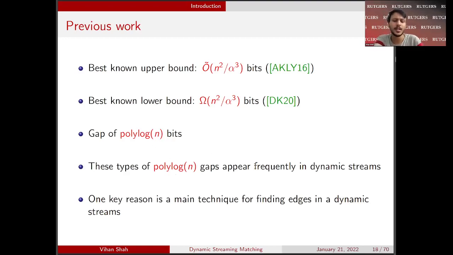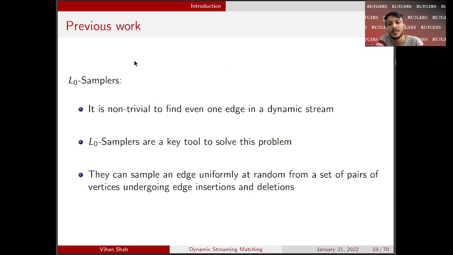These gaps frequently appear in dynamic streams, and the main reason for it is the technique we use to find edges in dynamic streams. This is called L0 sampling. The problem is to find just one edge in a dynamic stream. You're given edge insertions and deletions, and you want to output just one edge at the end. That problem itself is very non-trivial, because what if the edge you pick is deleted later? L0 samplers solve this problem. Basically, they sample an edge uniformly at random from a set of pairs of vertices that undergo edge insertions and deletions.